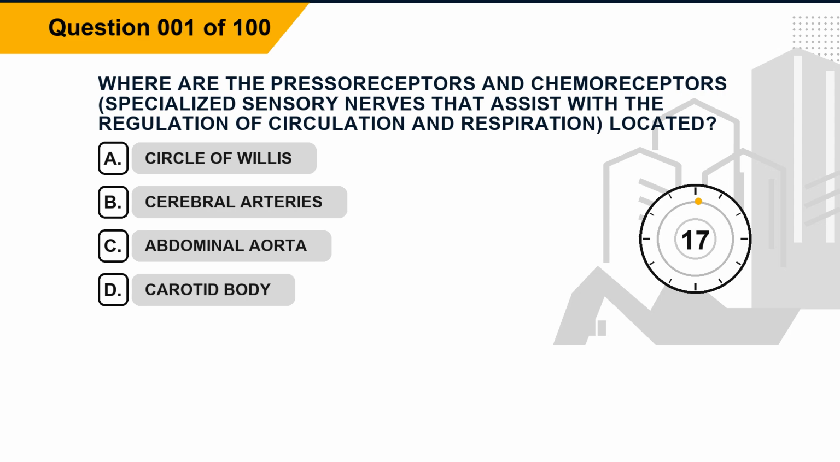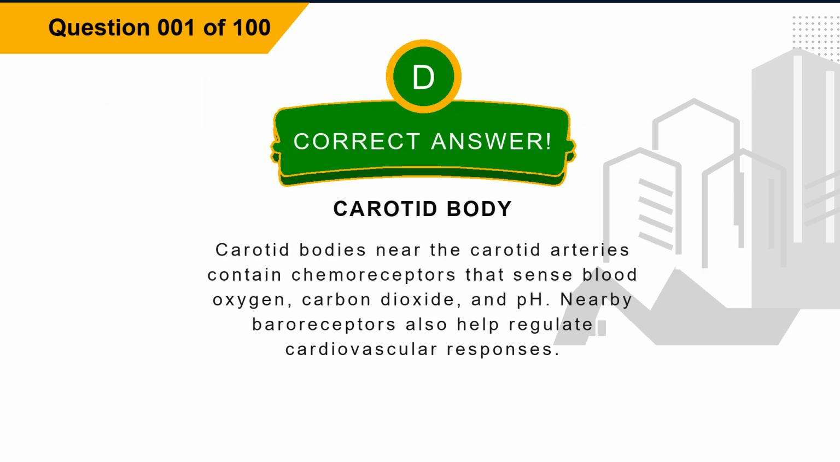Question 1. Where are the pressoreceptors and chemoreceptors, specialized sensory nerves that assist with the regulation of circulation and respiration, located? Option A, circle of Willis. Option B, cerebral arteries. Option C, abdominal aorta. Option D, carotid body. The correct answer is option D, carotid body. Explanation. Carotid bodies near the carotid arteries contain chemoreceptors that sense blood oxygen, carbon dioxide, and pH. Nearby baroreceptors also help regulate cardiovascular responses.